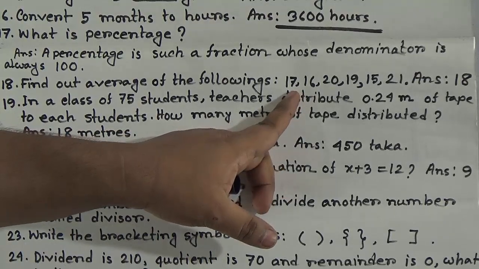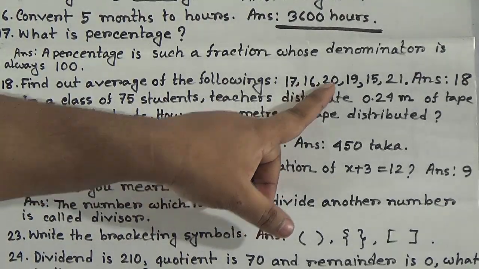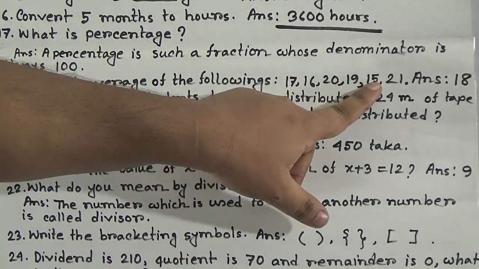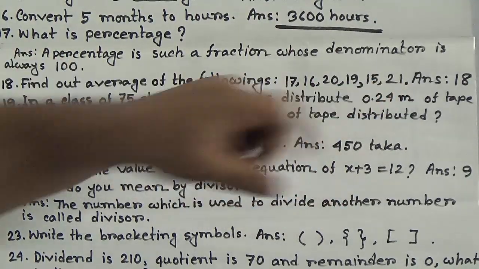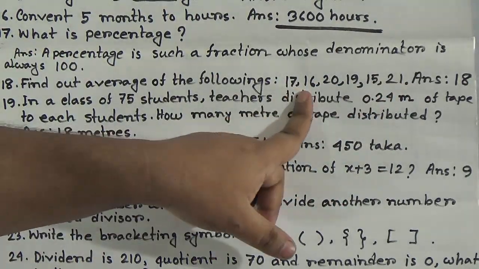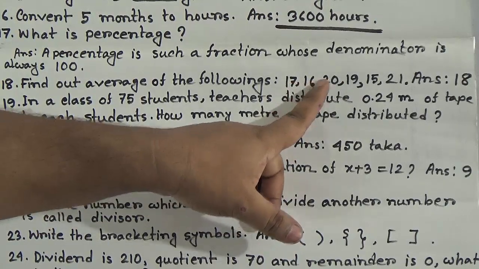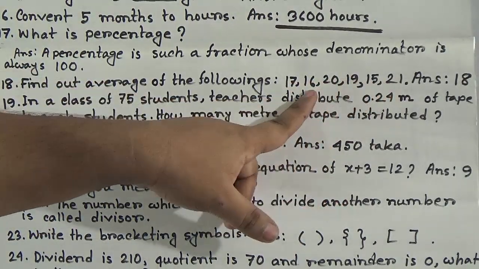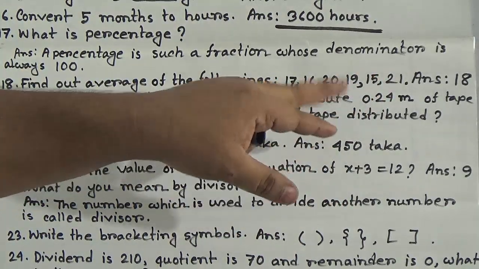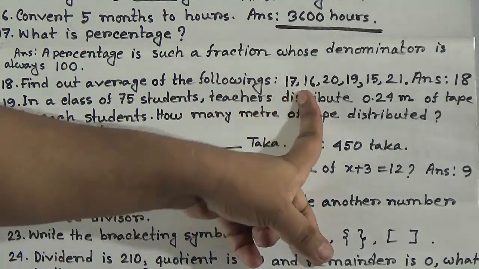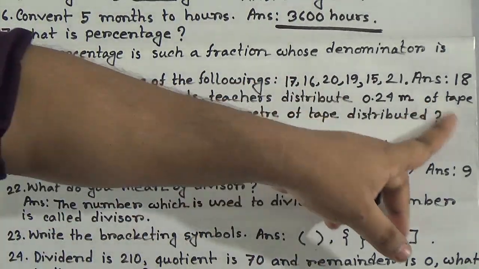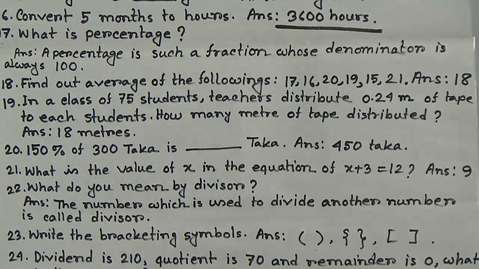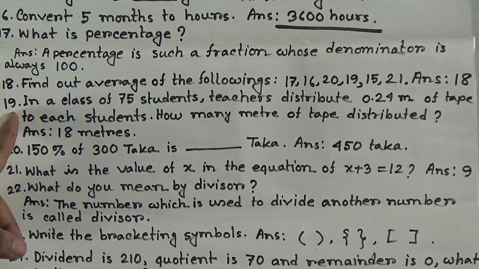Okay, here the numbers are 17, 16, 20, 19, 15, 20. At first we add all the numbers. Then, how many numbers are there? 1, 2, 3, 4, 5, 6. If we add these numbers and divide by 6, we get the answer, and the answer is 18.